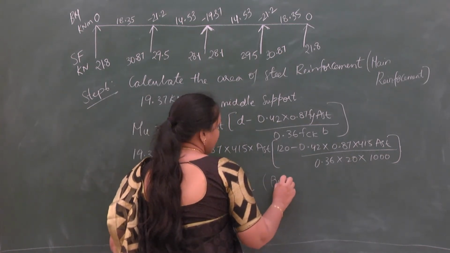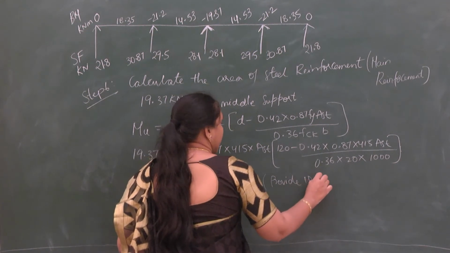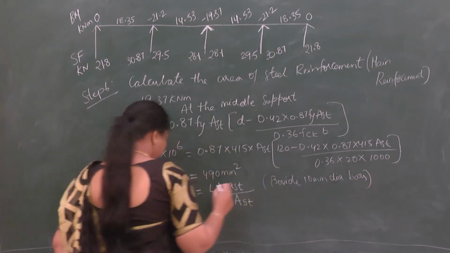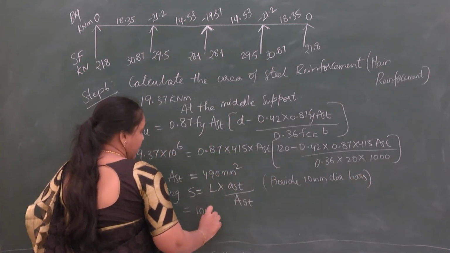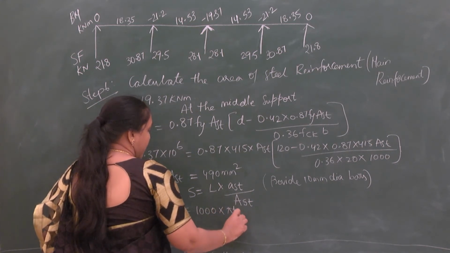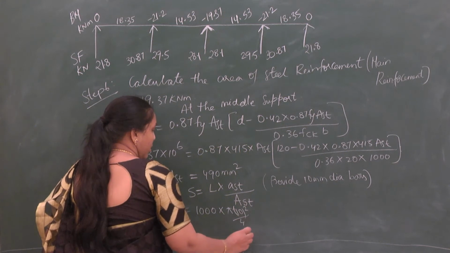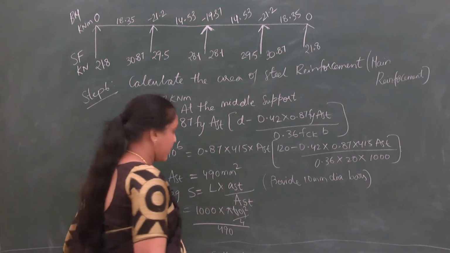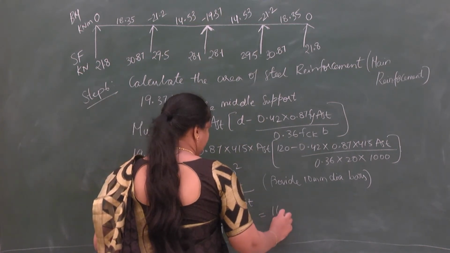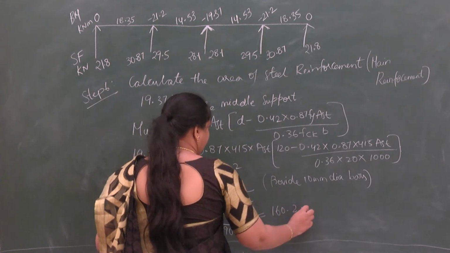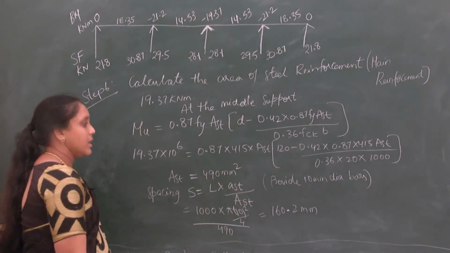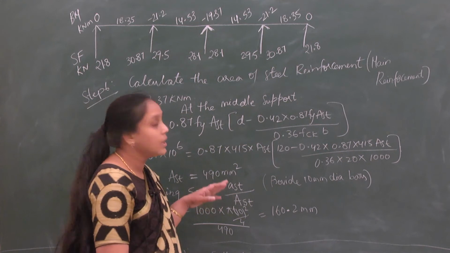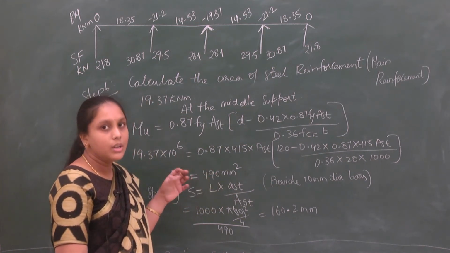So here also provide 10 mm dia bars. So L will be 1000 into small AST, which will be pi into 10 whole square divided by 4, whole divided by the AST which is 490 mm square. So with that you will get a value of spacing 160.2. So the spacing here is how much? It is 160.2 mm.